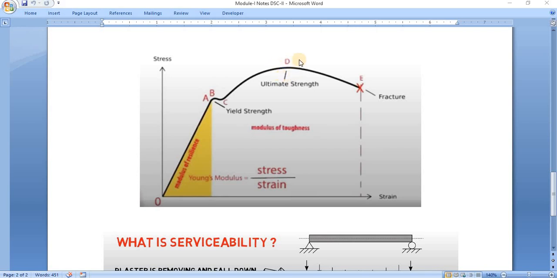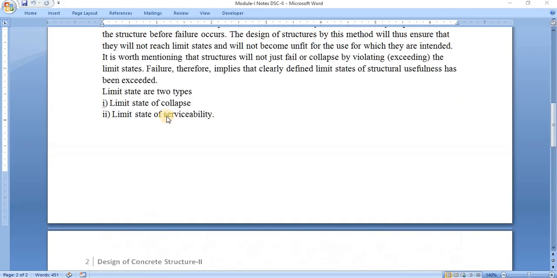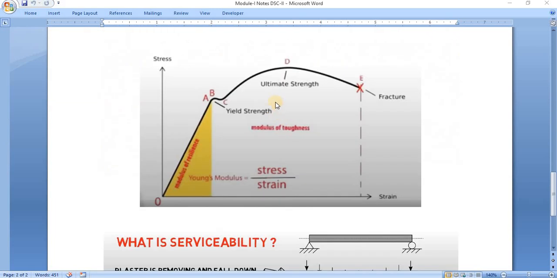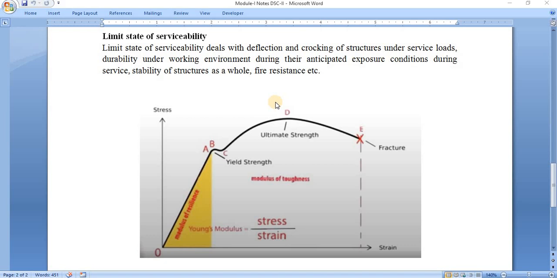So to prevent this, there is certain care which we need to take, and that care is taken in the limit state method of design. So this limit state method of design takes care of serviceability. So what is meant by serviceability? That's what I have said. I have given the example of a beam.